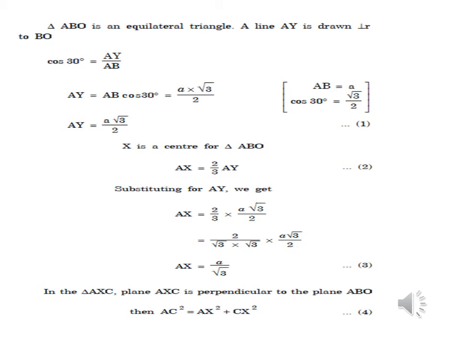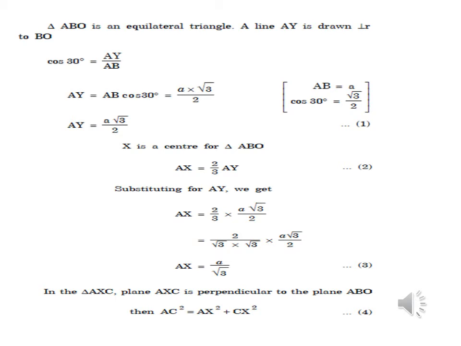Next, X is the orthocenter of triangle ABO. That is, AX is an unknown value. To find AX, it equals 2 by 3rd of the AY value. We have to consider this equation. Substituting this AY value, we get AX equals 2 by 3 of A into root 3 by 2. Simplifying this equation, AX equals A by root 3.